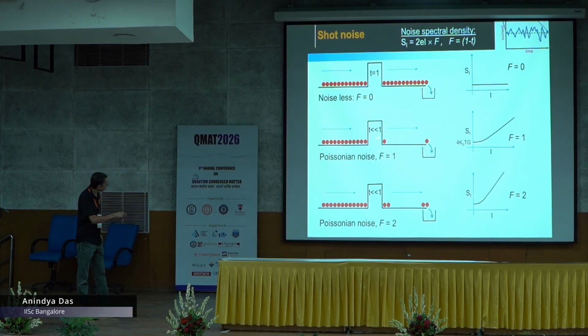For example, for the single electron I was talking about, the Fano factor is 1, which is called Poissonian noise, so your noise will be proportional to 2eI, so Fano will be 1. In contrast, if you have a two-electron case like a Cooper pair, then the Fano factor will be double, twice. So that's exactly what I am going to talk about. And these two values are universal values.